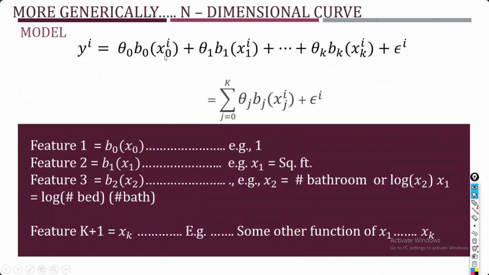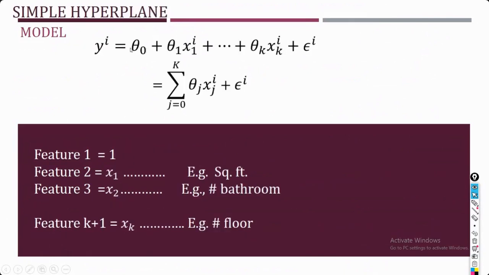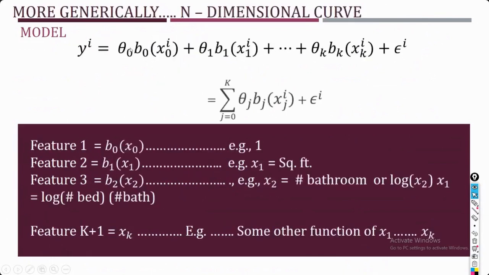We can generalize it more. As I said, in your polynomial regression, you can supply either one feature or multiple features, and it is going to behave accordingly. So here we can write it as follows: if you are not applying any function to the feature, it is going to be the same as this. But if you are applying some function, then in that case it will be different.